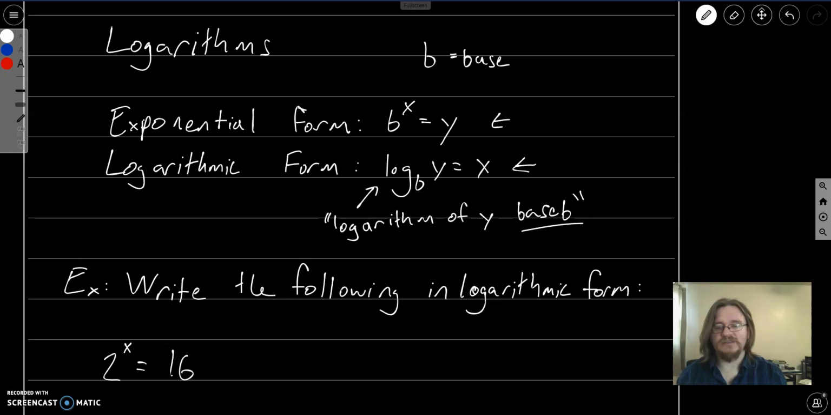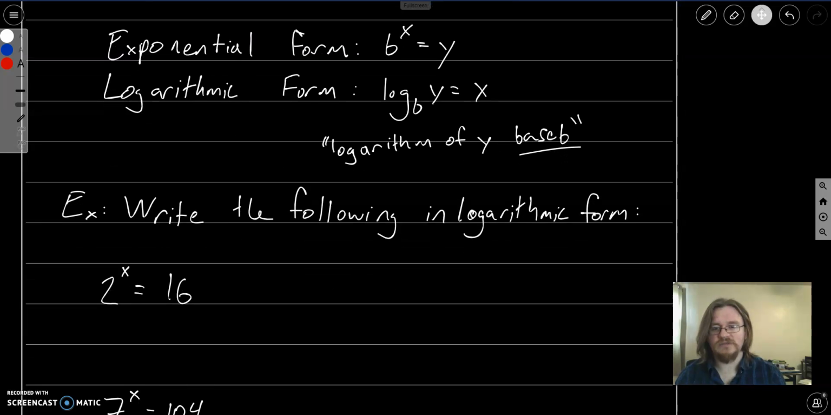Up here, this is b raised to the x power, and b is called the base. And then when we take the logarithm, the exponent that was up here is now by itself. So this is how we solve for x. Let's do a bunch of examples. So I'm just going to use this formula.